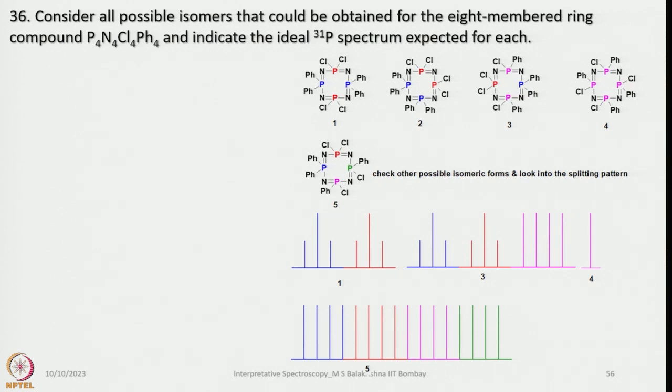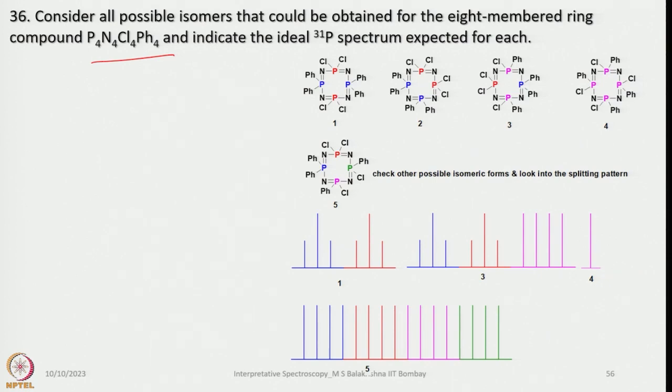So this is cyclotetraphosphazene because we have alternate double bonds. Usually the parent compound has 8 chlorine atoms, 2 chlorine atoms on each phosphorus, and then 4 chlorine atoms have been replaced by phenyl groups. So we have this composition, P4N4Cl4Ph4, and one can start writing all possible isomers. You can also make an attempt.